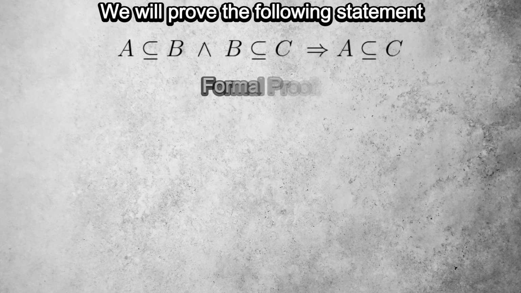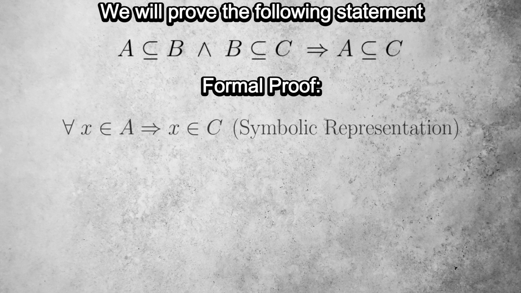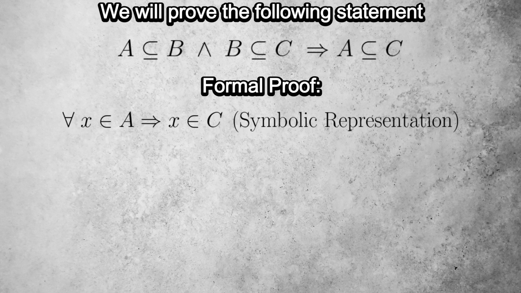Let A, B, and C be sets such that A is a subset of B and B is a subset of C. We need to prove that A is a subset of C. In symbols, we must show that for all elements X, if X is an element in A, then X is also an element in C. Now, let X be an arbitrary element of A.